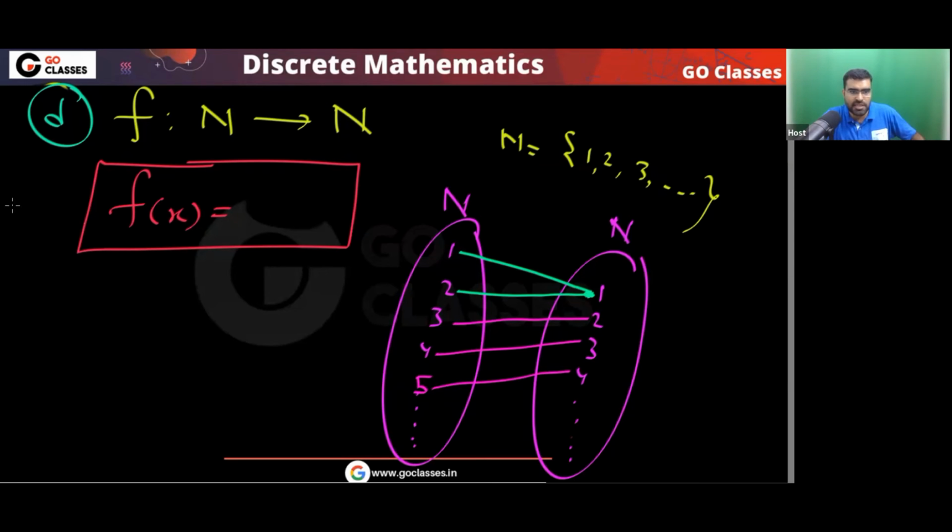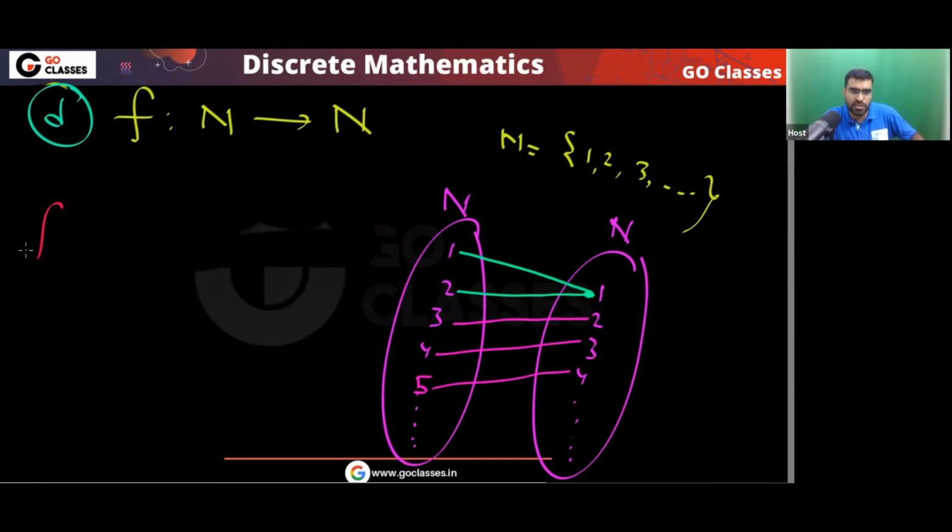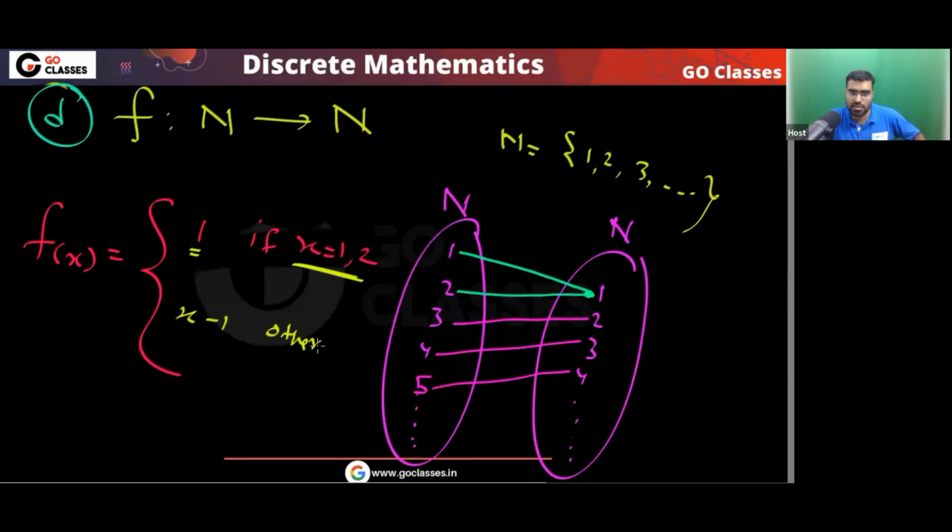I'm saying consider this function. I'm giving you a piecewise function. f(x) is equal to 1 if x is equal to 1 or 2. Is this clear? Otherwise, f(x) is equal to x minus 1. So tell me, is this function on your screen not 1-1, but onto? Agree?